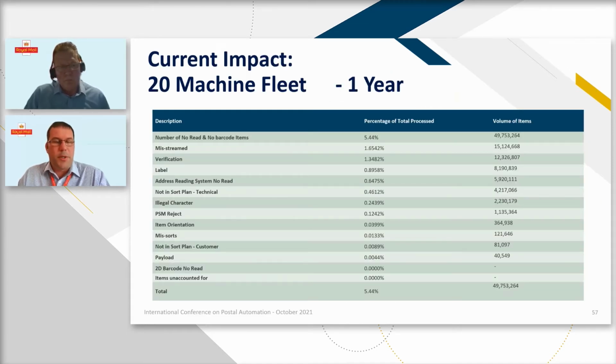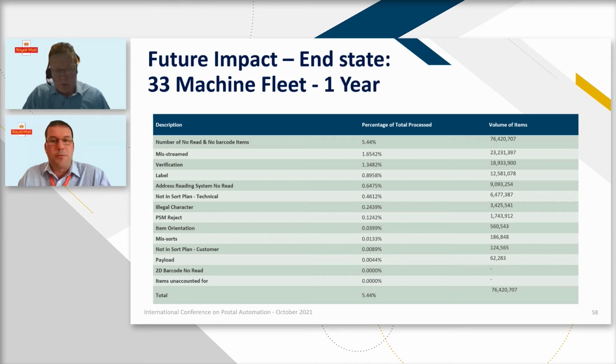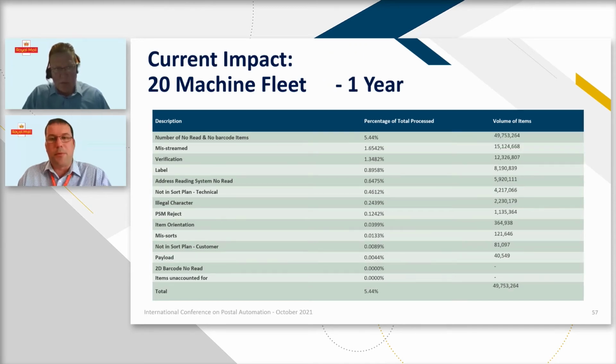So looking at the 20 machine fleet that Lee talked about, when you take those percentage values across and put them into numbers, these numbers reflect a 12-month period, and the total volume of mail for the 12-month period we calculated to be 914 million items, of which 49.7 million would be classified as a no read or no barcode. And as you can see from the table, misstreamed items, verification items and label are all the biggest hitters in terms of what is causing a problem with our barcode read.